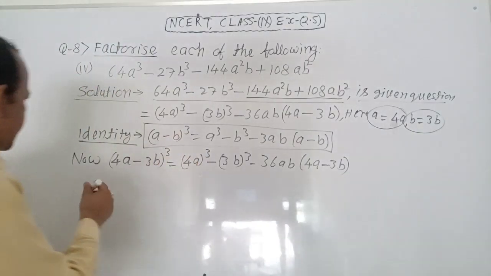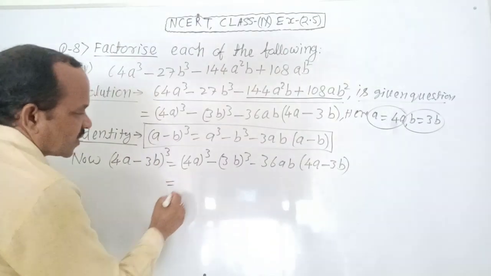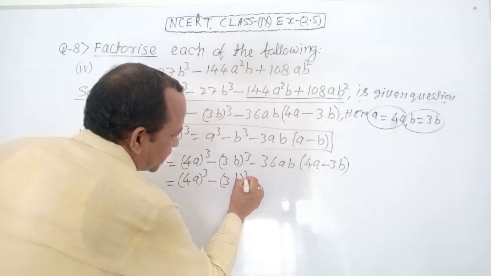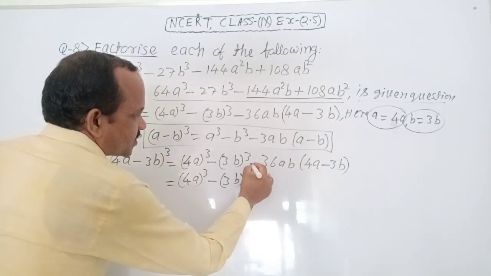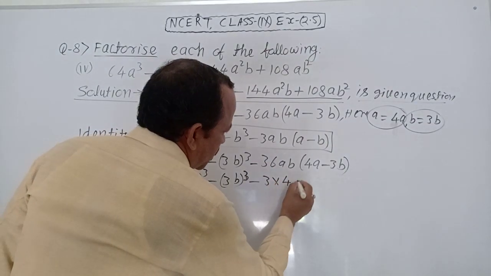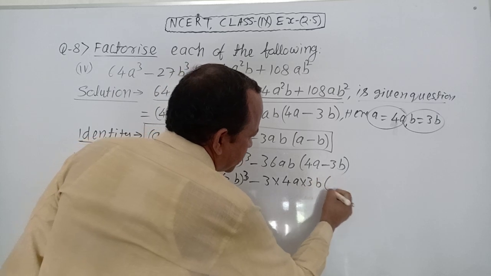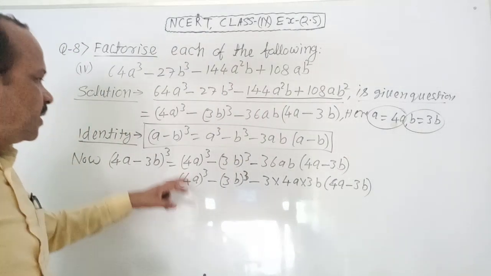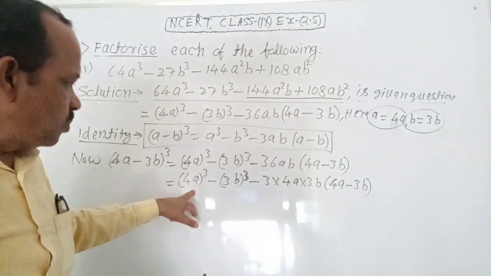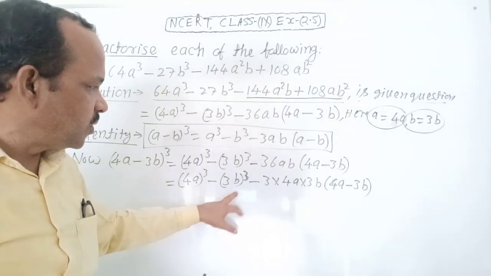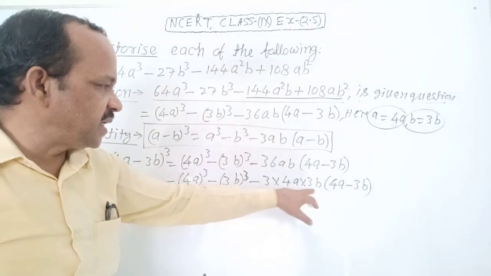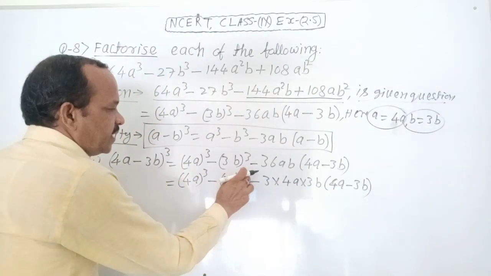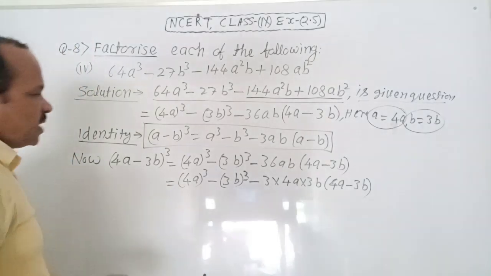You can write it as (4a) whole cube minus (3b) whole cube minus 3 multiply 4a multiply 3b in brackets (4a minus 3b). It is clear? No confusion about it? Very good.